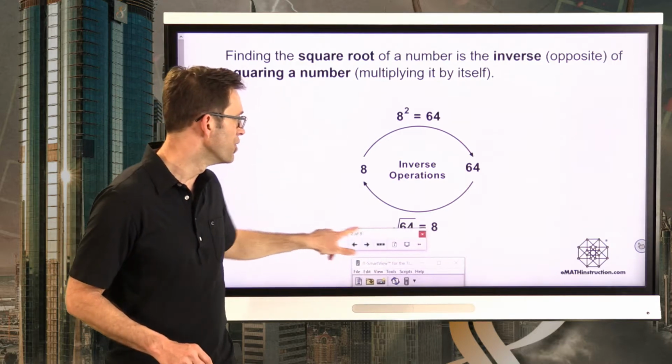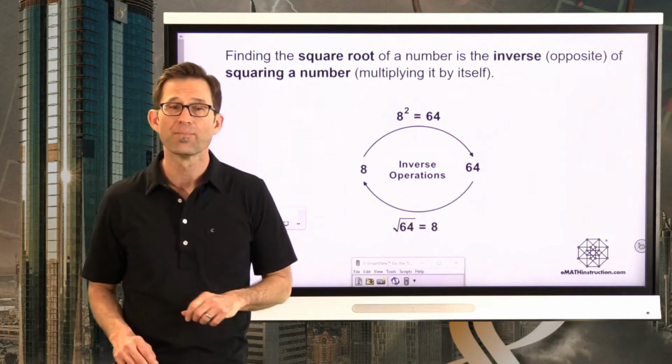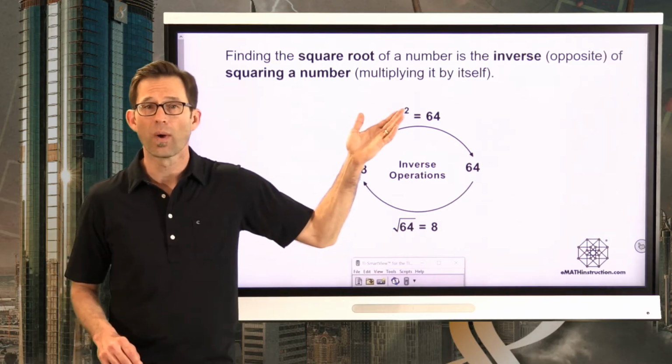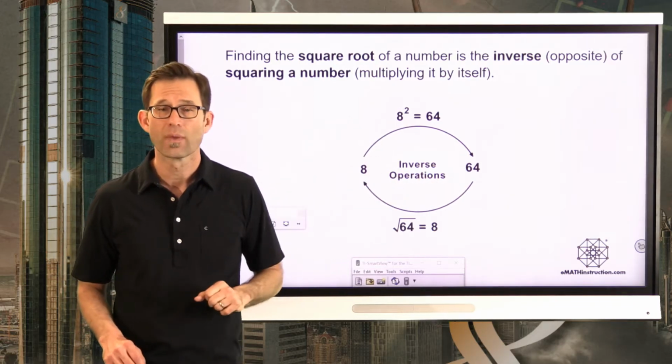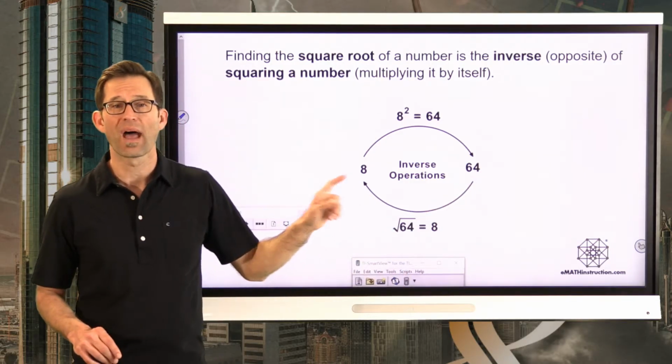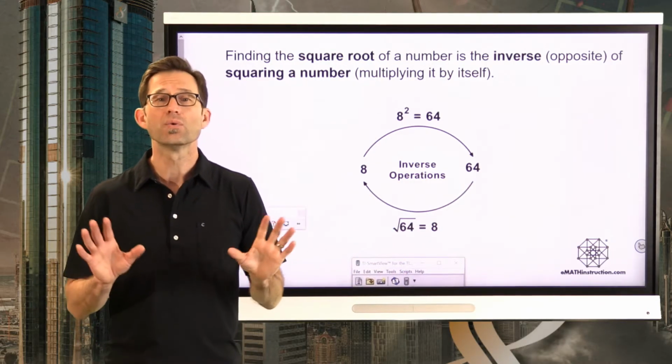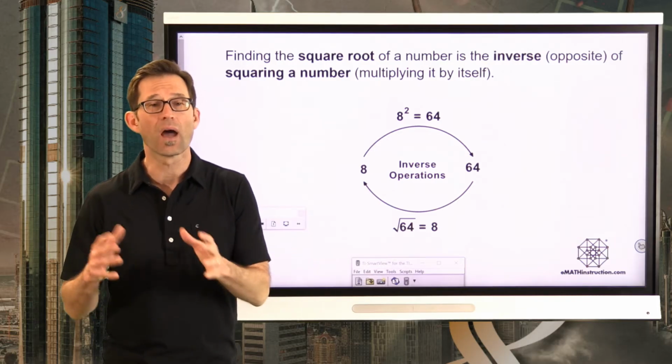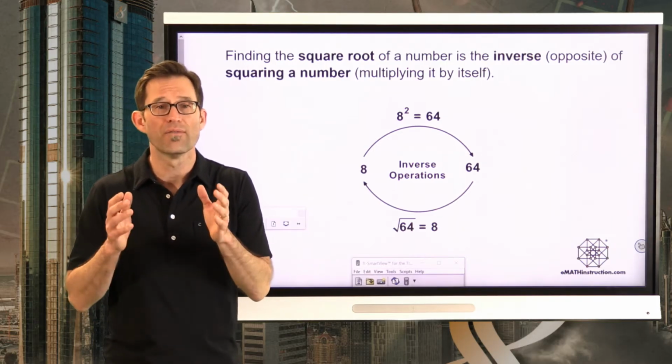So let me just move this out of the way so we can see the entire graphic. If I start with the number 8 and I square it, I get the number 64. On the other hand, if I take the number 64 and I find its square root, I get back to the number 8. All right? So literally, a square root is the opposite or the undoing of a squaring.